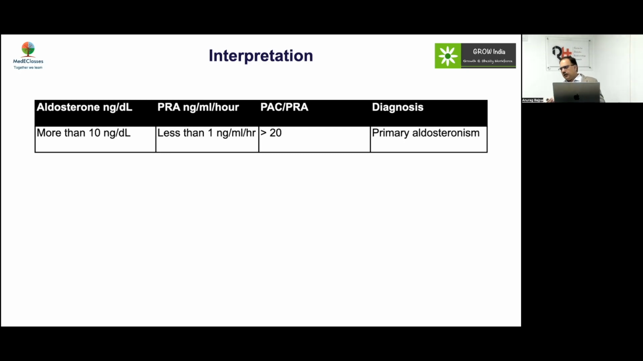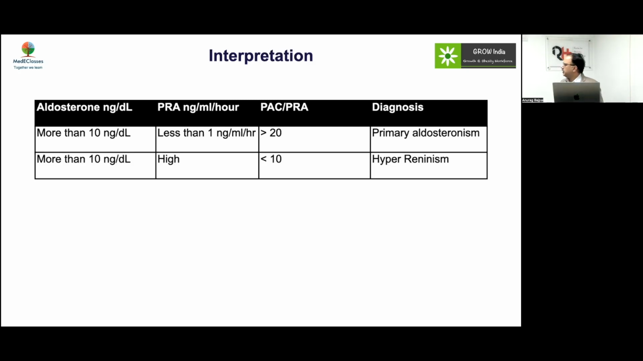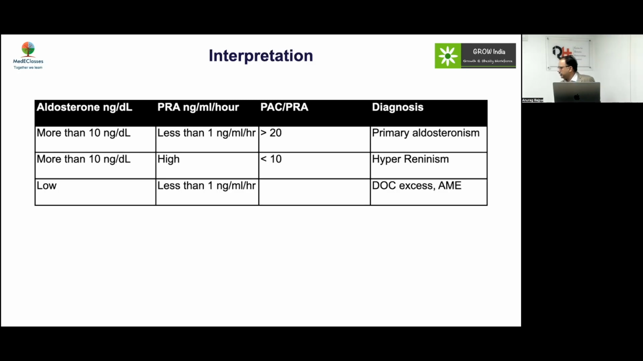Theoretically, whenever we say your FT4 is high, TSH should be 0. If your aldo is high, your renin should be 0. This is classically primary hyperaldosteronism. You don't need to worry about this to a great extent. However, if the renin is high and the aldosterone to renin ratio is less than 10, this suggests a hyperreninemic state. And we'll talk about both scenarios.